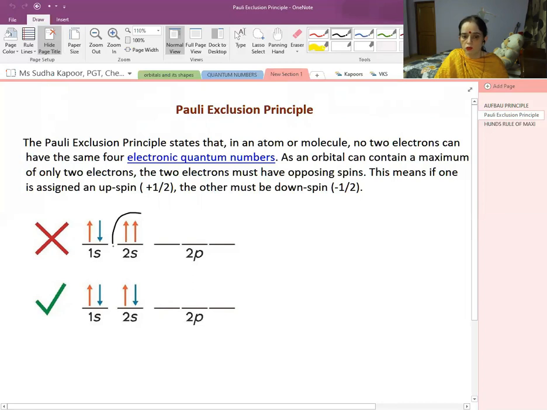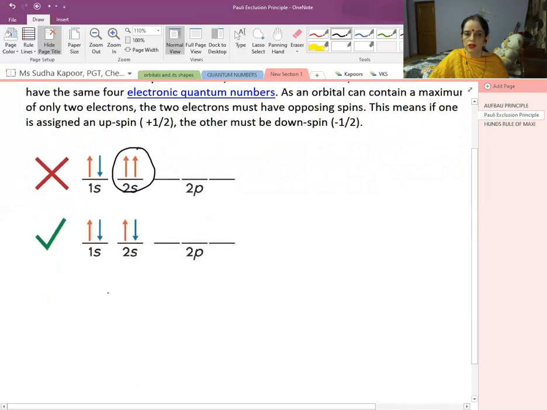But what if a student writes like this in case of 2s? It is totally incorrect. Both electrons cannot have the same spin when they are present in the same orbital. The lower diagram is correct because in both cases there are 2 electrons, one clockwise and one anticlockwise. When we talk about Pauli's exclusion principle, we have stated that no 2 electrons can have the same values of all 4 quantum numbers. Let us prove this using n, l, ml, ms.